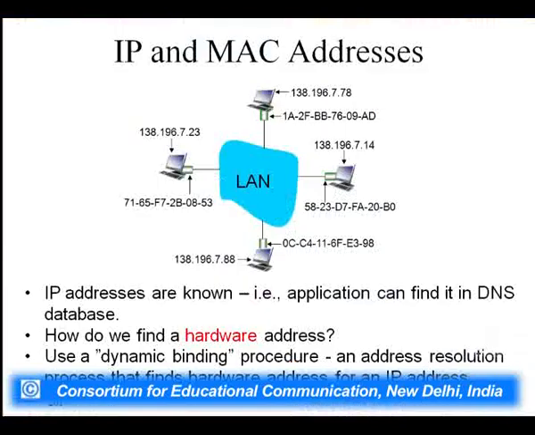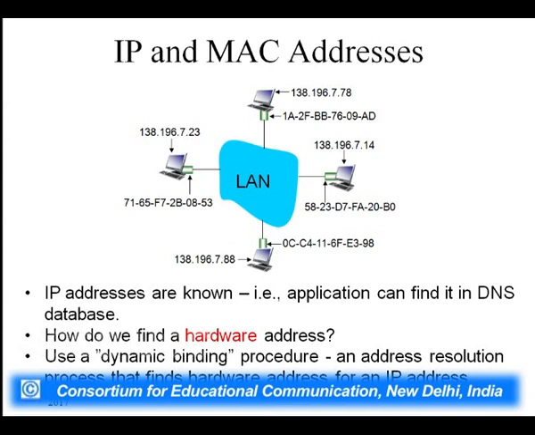Now, look at this diagram. What you see here is we have 3-4 desktops, and say the IP address of the topmost is 138.196.7.78, and the MAC address I have written is 1A-2F-BB-76-09-AD, and similarly for the other machines I have written the numbers. I have 4 desktops here. They are part of the same local area network.